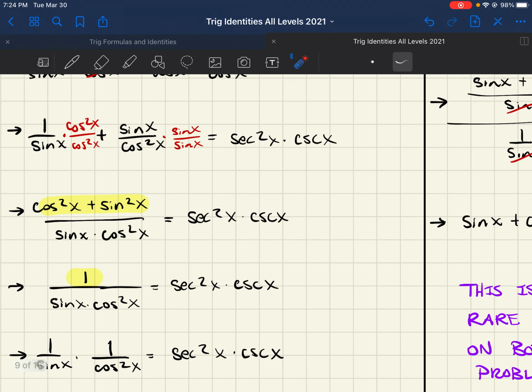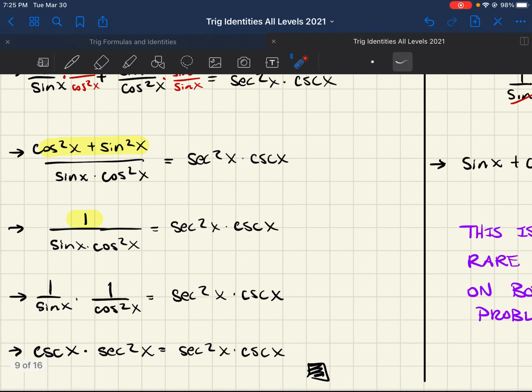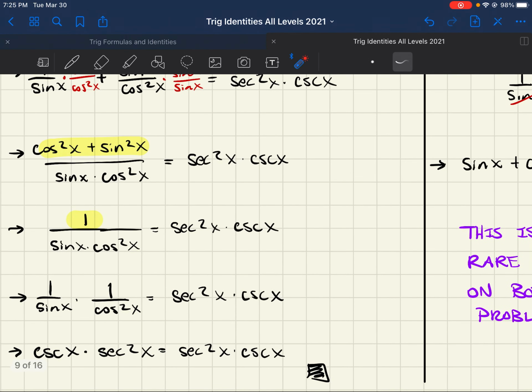And then we're almost done with this problem here. I went ahead and broke this up into 1 over sine of x times 1 over cosine squared. The 1 over sine is the cosecant. 1 over cosine squared is the secant squared. And that's what we wanted to prove anyway. Okay.